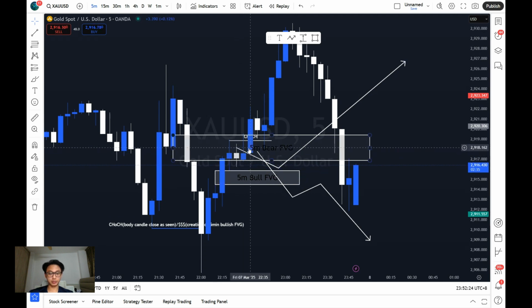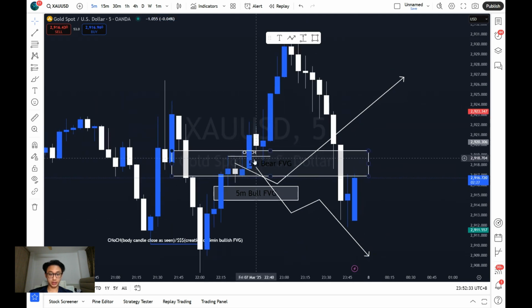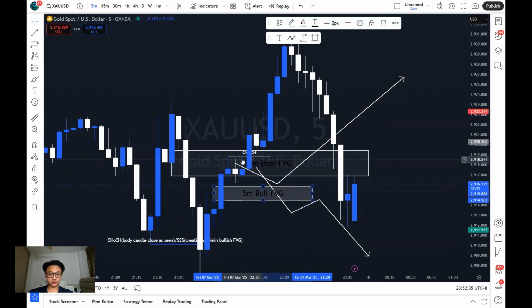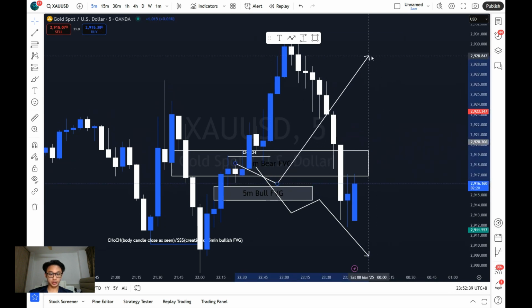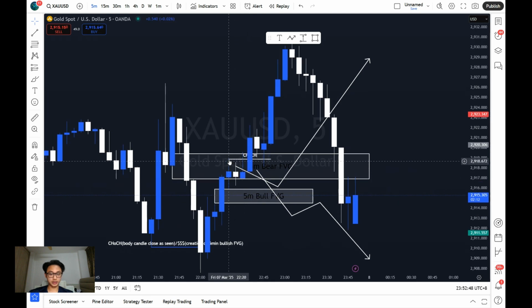As price comes up to the 5 minute bearish fair value gap, if you are looking for sells, I will expect price to break this 5 minute bullish fair value gap, retest before heading downwards. And then for buys, I will expect a retest of the 5 minute bullish fair value gap before heading upwards. So I didn't take this entry because price didn't retest the 5 minute bullish fair value gap, right? So here you can see that price came up, mitigated the 5 minute bearish fair value gap, right, and created a change of character to the upside.